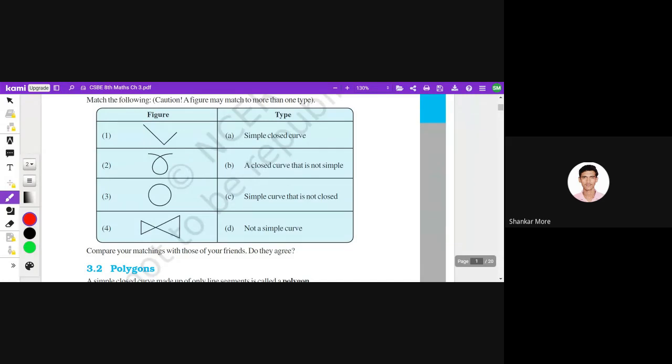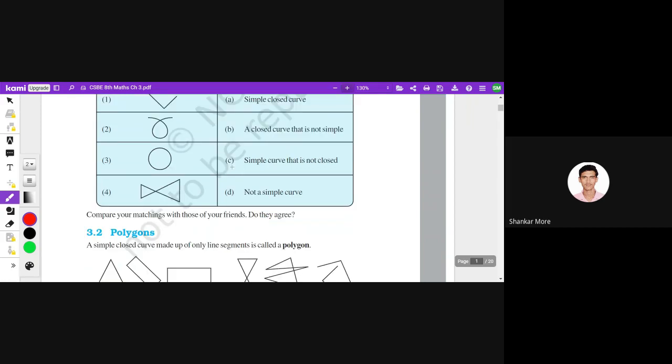Now we'll go to the B type, a closed curve that is not simple. 2, yeah, okay. Third one, simple curve that is not closed. Simple curve that is not closed. So it is quite obvious, the first one, and not a simple curve. Not a simple curve. Is it 2? Is it 1? I guess both of them, right?